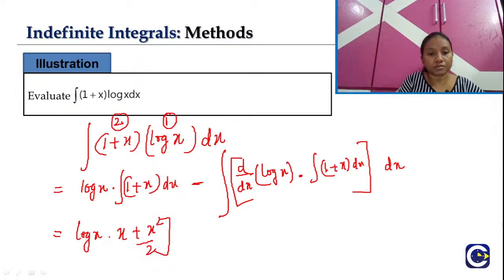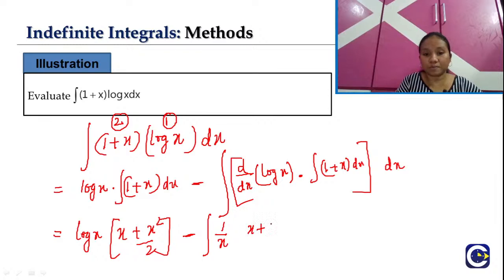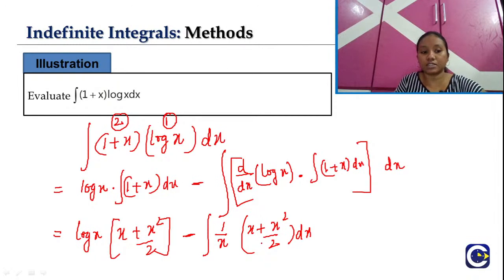Right. So whole minus here, and then integration of, so what is differentiation of log x? So differentiation of log x will be 1 by x. So 1 by x. So integration of this part, that is x plus x square by 2 dx. So here I can further simplify this. Yes or no? So let's simplify it further.